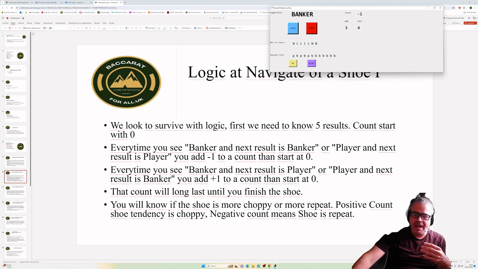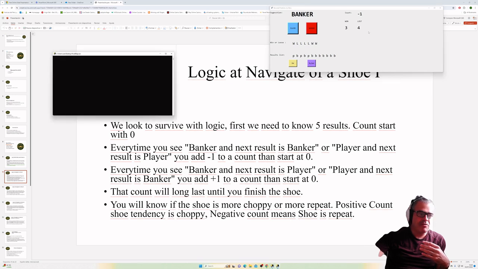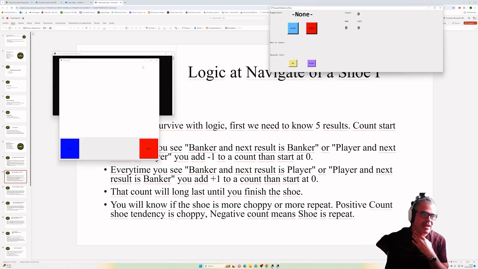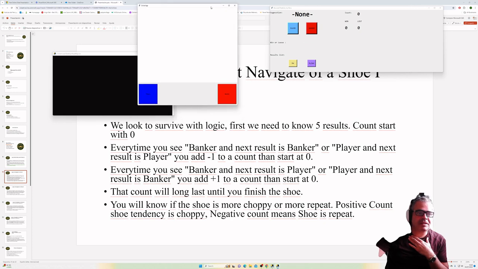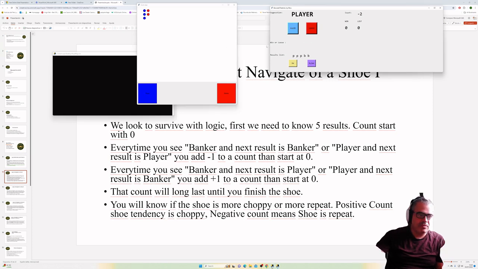So what I will do is I will open a roadmap. Okay, I will restart this software, and I will put the same results. So I will put, for example, 3 players, 2 banks, 3 players, 2 banks, and now I will put 1 player, 1 bank, player, bank. I will put exactly the same results. If you notice, when you have this one, 3 players, 2 banks, and it is exactly the same result that I have here, you will notice the count.